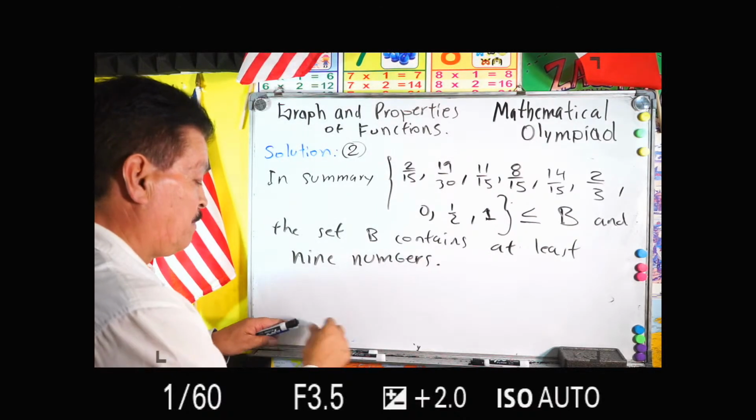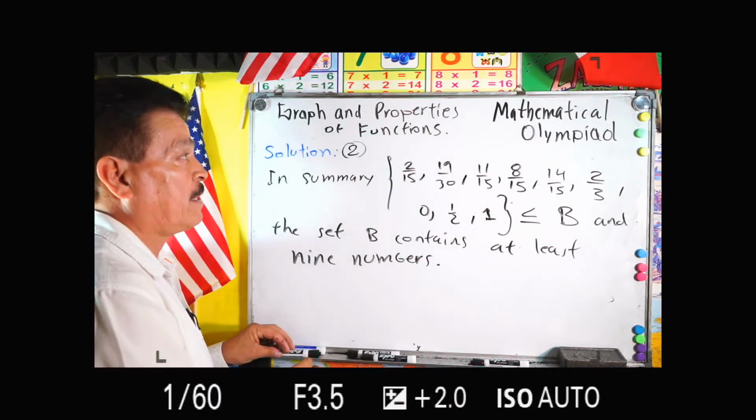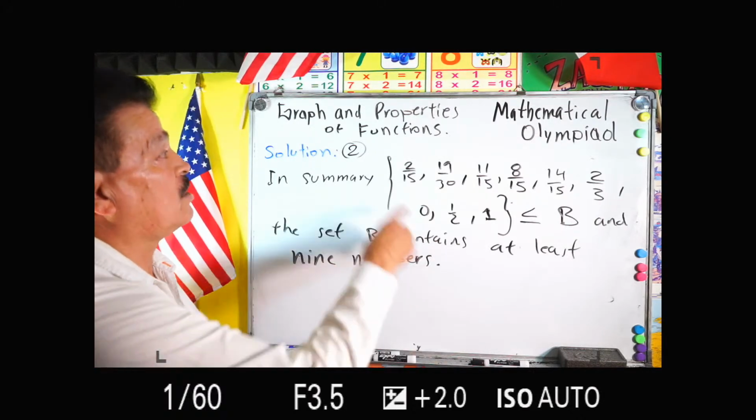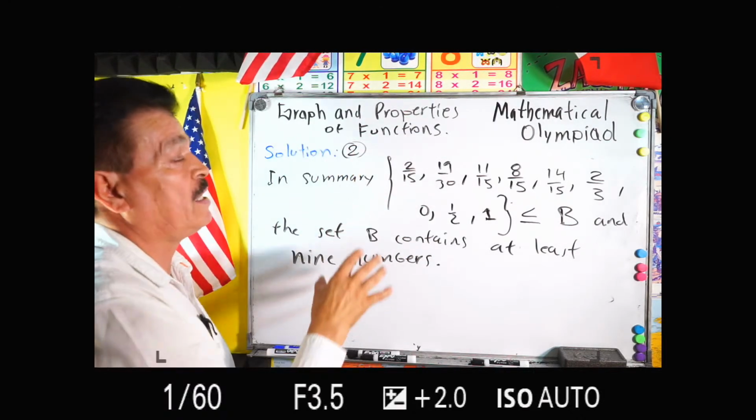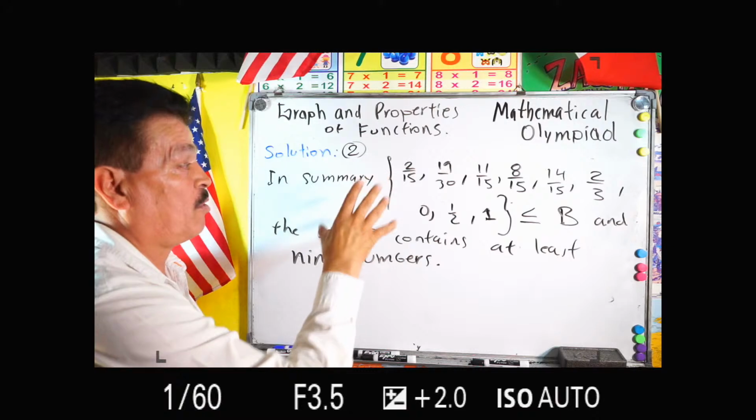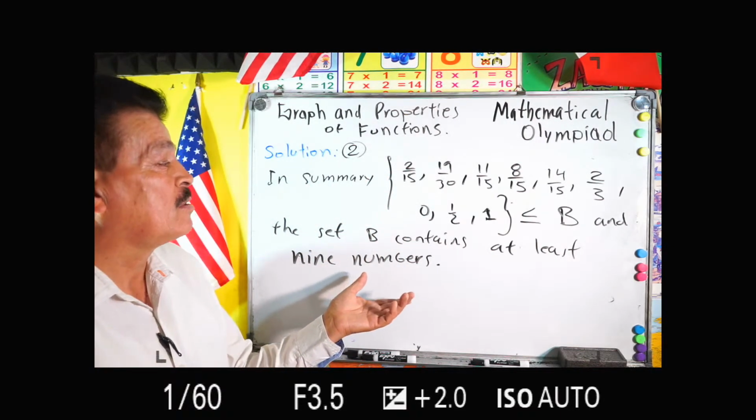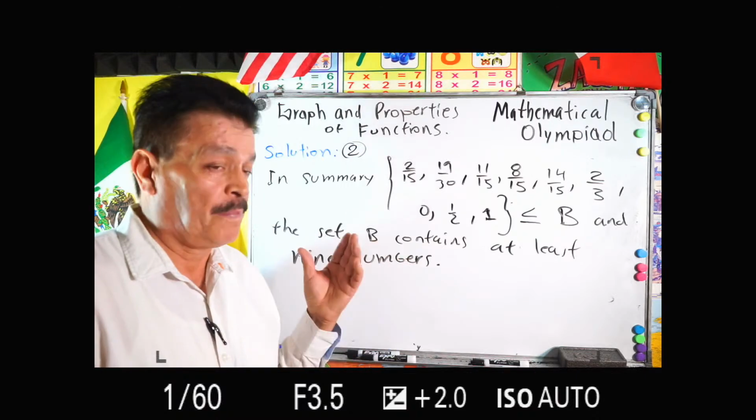So that's it. Mathematics Olympiad. So these Mathematics Olympiad problems belong to these topics: graph and properties of function. So that is this Mathematics Olympiad problem.